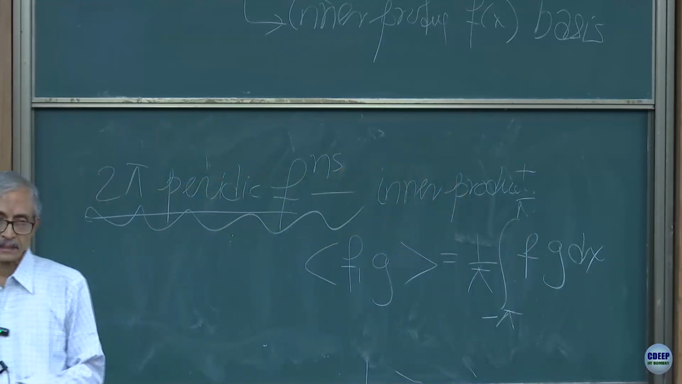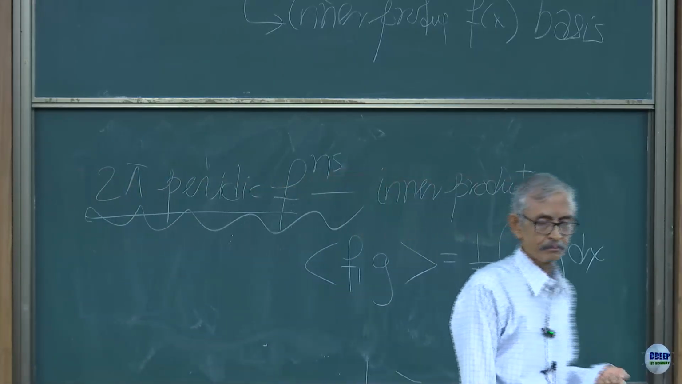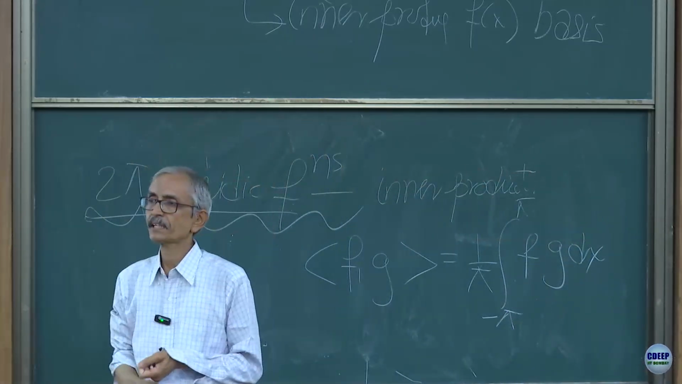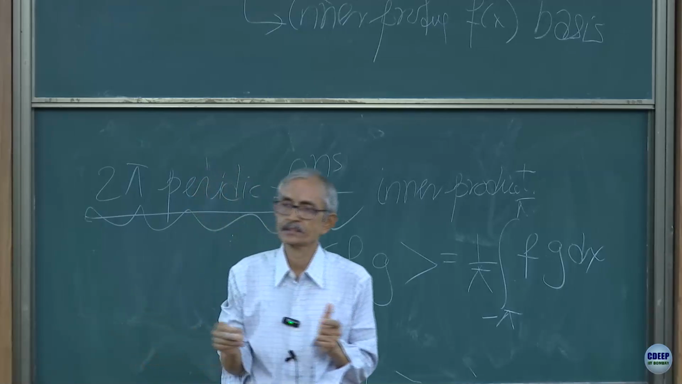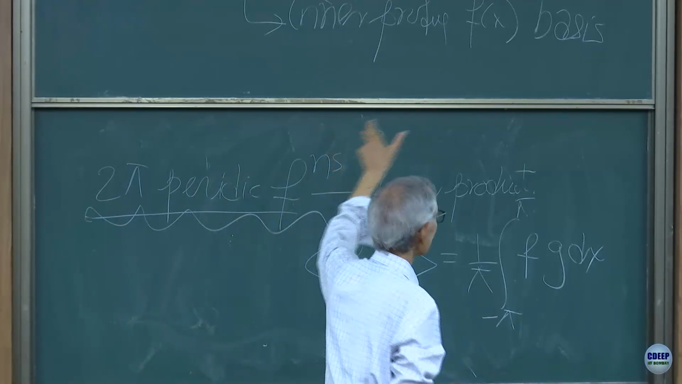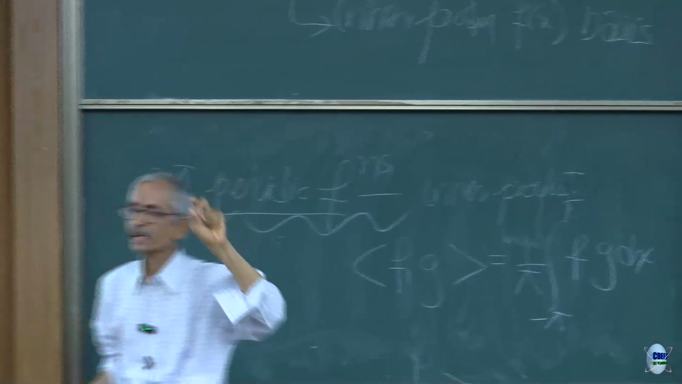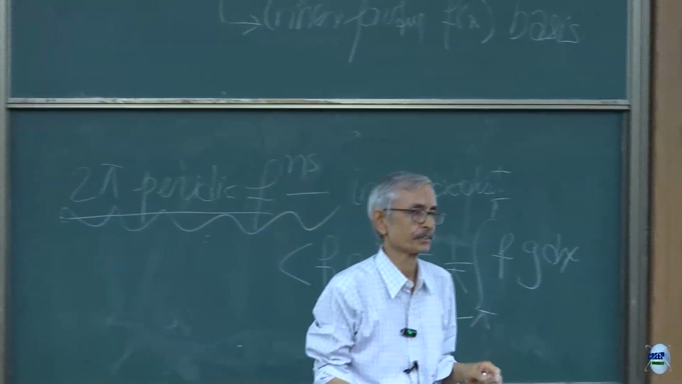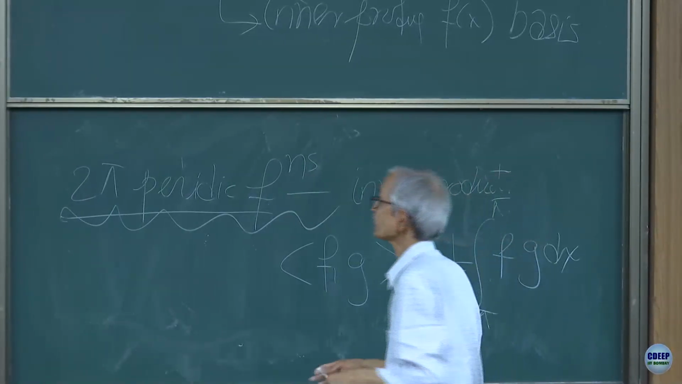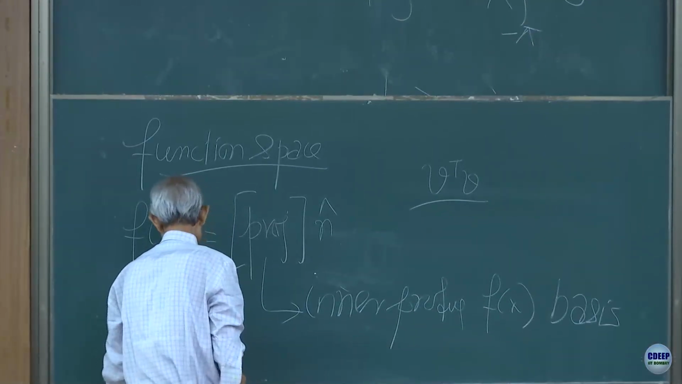Then, just like in our vector space, we need to be able to represent any function that we have in that 2 pi periodic space. So what we said was, we are going to take the projection of that function onto a particular basis function. Which means that I need to now identify the basis functions in this 2 pi periodic function space. So what are the basis functions in this 2 pi periodic space?